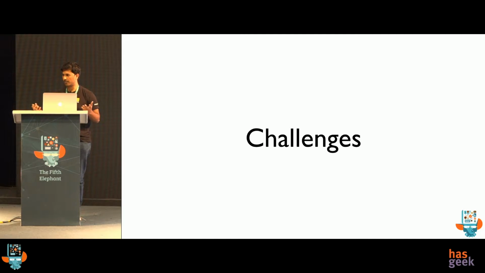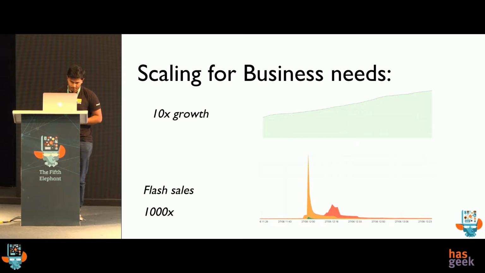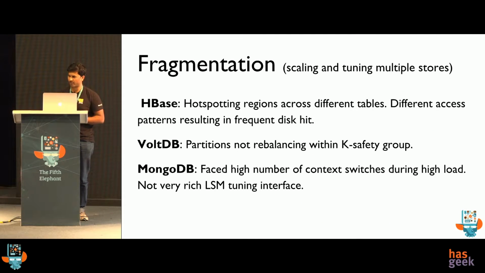What was our problem, right? And what were the challenges when it came to scaling? Largely, business required us to scale. And at Flipkart, the amount of traffic we were getting was growing by 10x on a year-on-year basis. And when it came to flash sales, it was a different ballgame. We used to get 1,000 times the traffic of what we get during a regular day. And the fundamental problem was fragmentation.